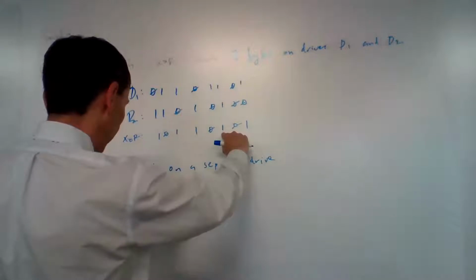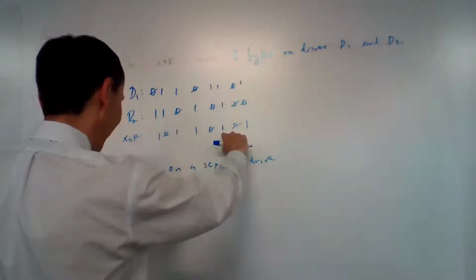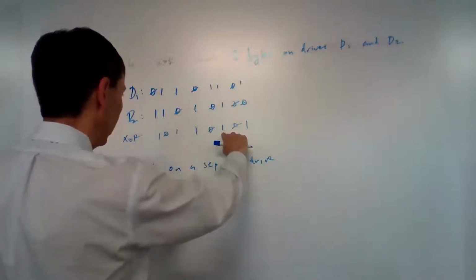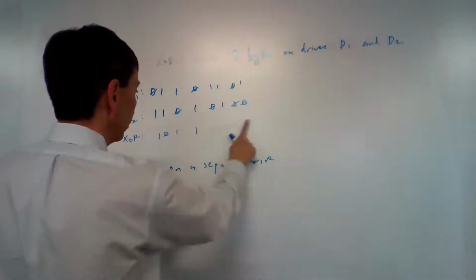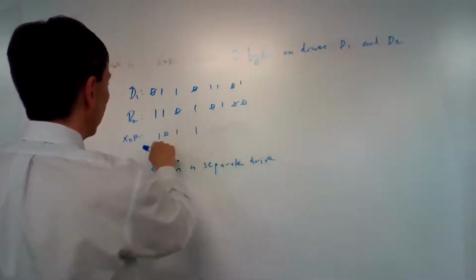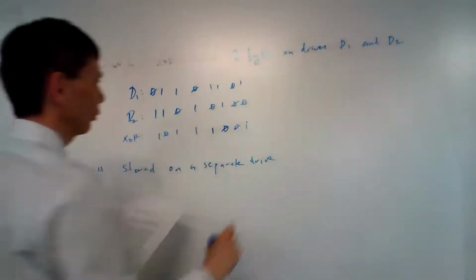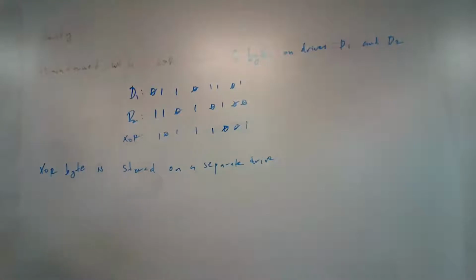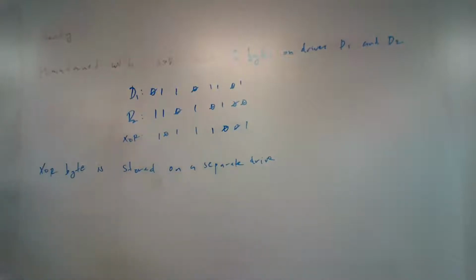Yeah, and I'm looking at my notes. I've got 9 bits for an 8-bit XOR. That's why that's wrong. So 1011, 1001. Does that look better? Yep, much better. Thank you. Okay, sorry, my bad. I'll have to do this by hand, but that's fine. So anyway, the XOR byte, when it's correct, is stored on a separate drive D3.